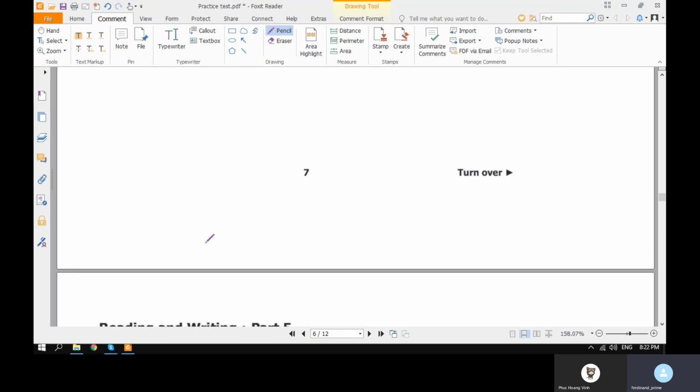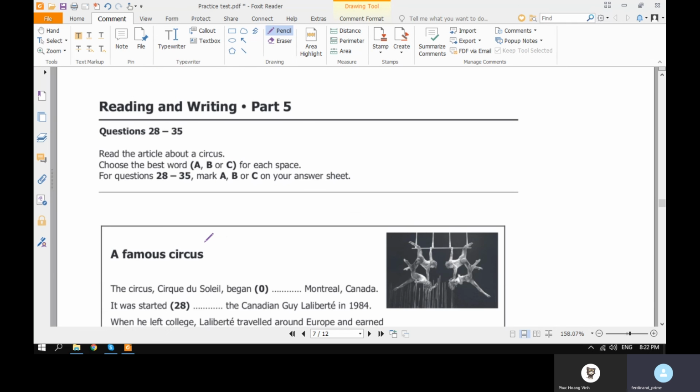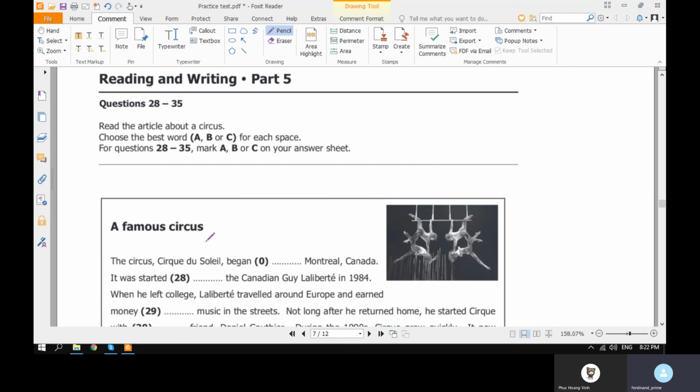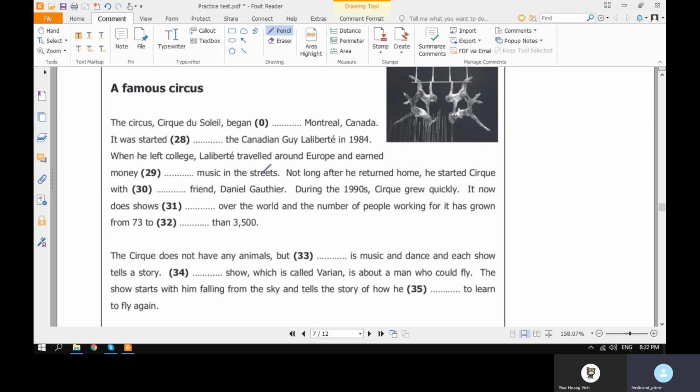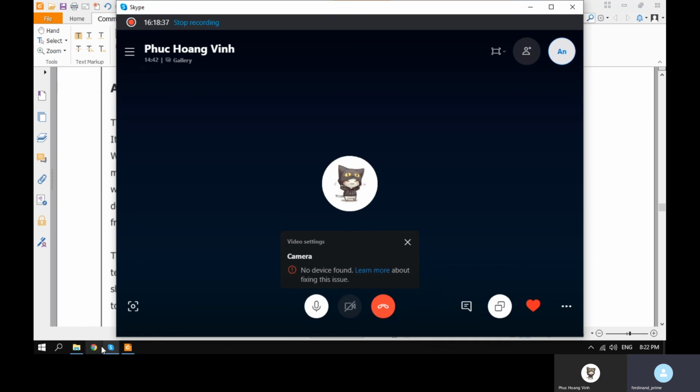Okay, now let's move on to our next activity, okay? This time, I want you to read the article about a circus, and I want you to fill in the correct word. For example, the circus Cirque du Soleil began in Montreal, Canada. So I want you to answer 28, 29 until 35. I'll give you 2 minutes to think about your answer. So 2 minutes starts now.